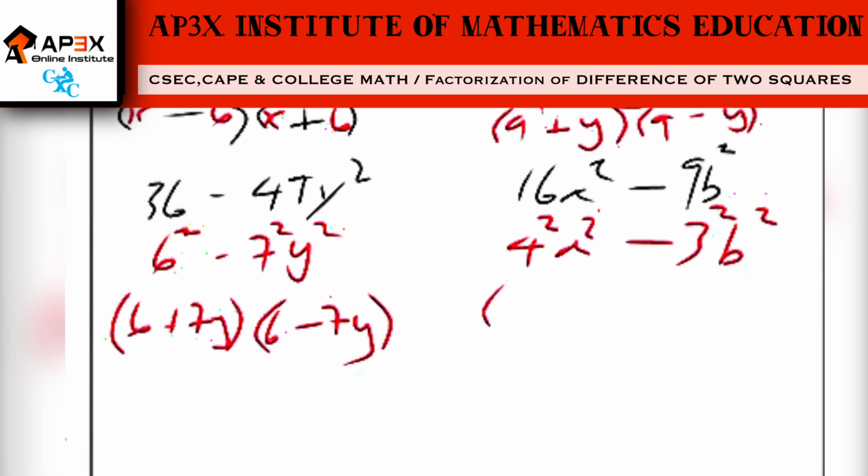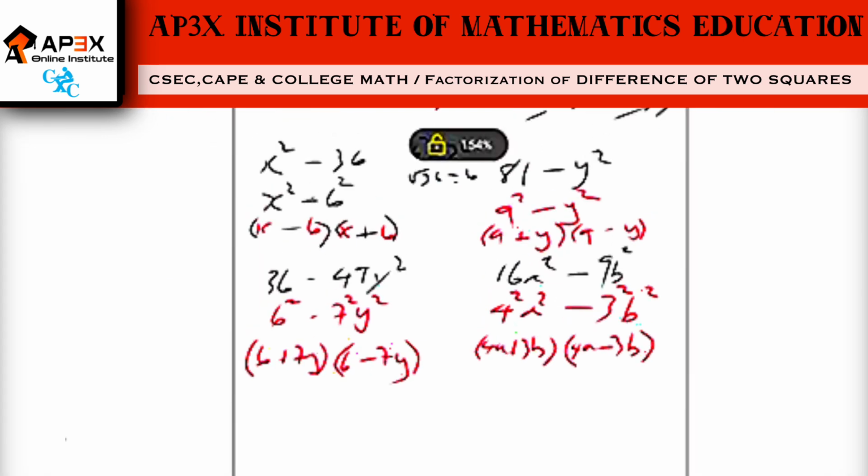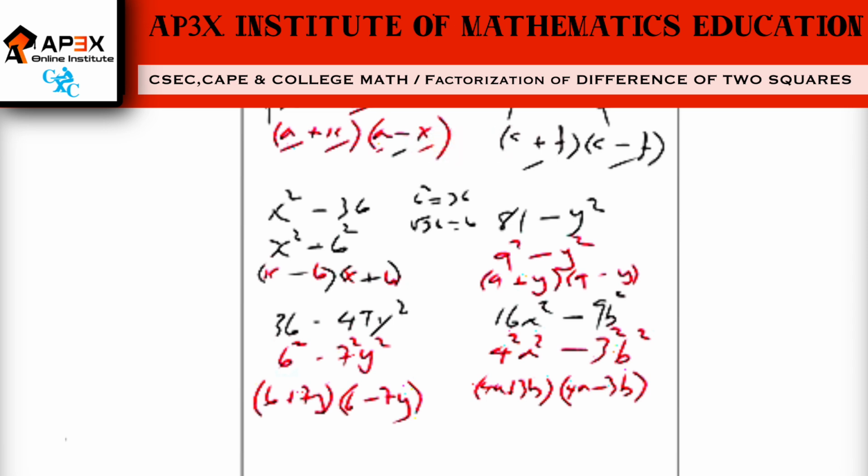All right, so open two brackets here, and all I have to do is put a plus in one, minus in the other, put a 4 here, put a 4 here, put an a here, put an a here, put a 3 here, put a 3 here, put a b here, put a b here. Voila, it's like magic. Easy expression to factorize.